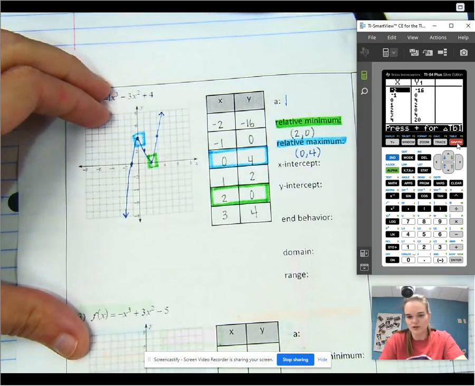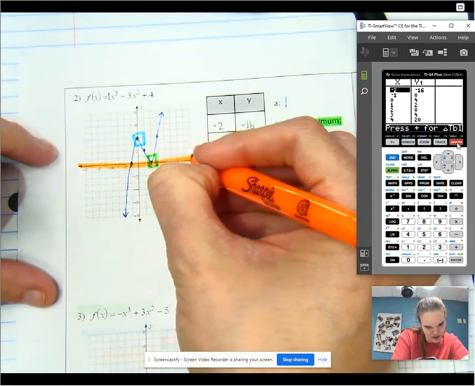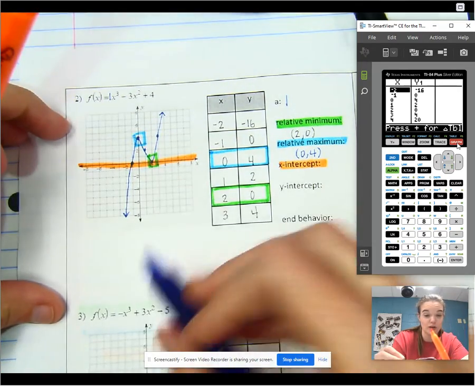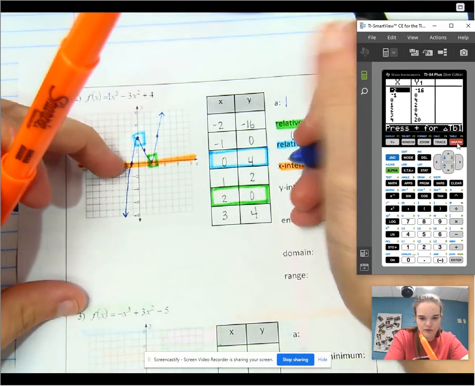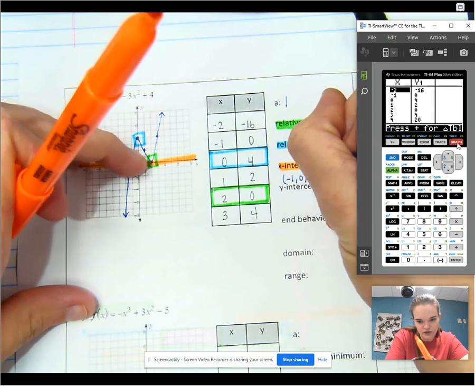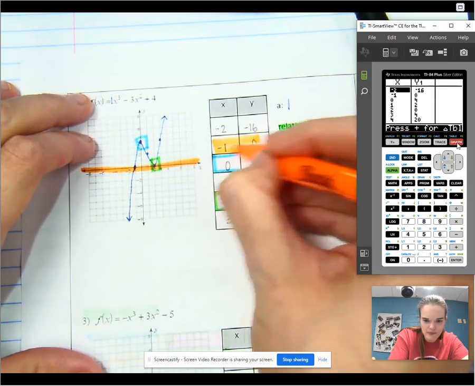The x-intercepts, there are 2 this time. Remember, there can be 1, there can be 2, there can be 3. It can't be none on a cubic function because it goes up and down. One of them is negative 1, 0. The other one is 2, 0. They were here and here.